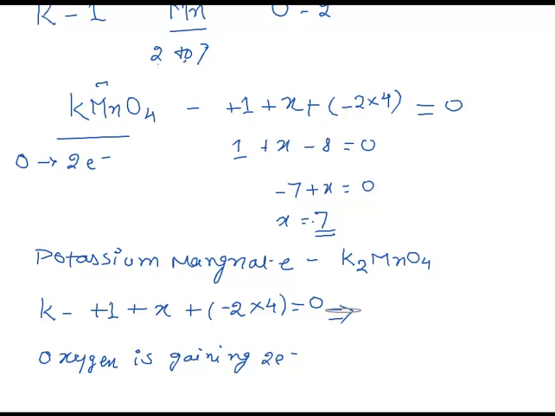So let's find out what is the charge on magnesium in this atom. Okay. So what is the charge on magnesium? I'll put here 0. And what is the charge on potassium? It is +1, plus X minus 8 is equal to 0. Or X minus 7 is equal to 0. So what is happening in this case?